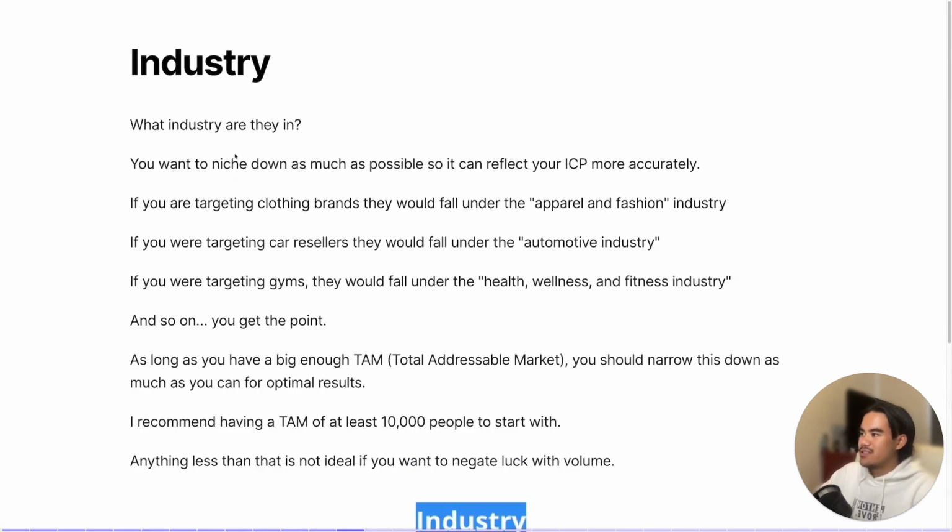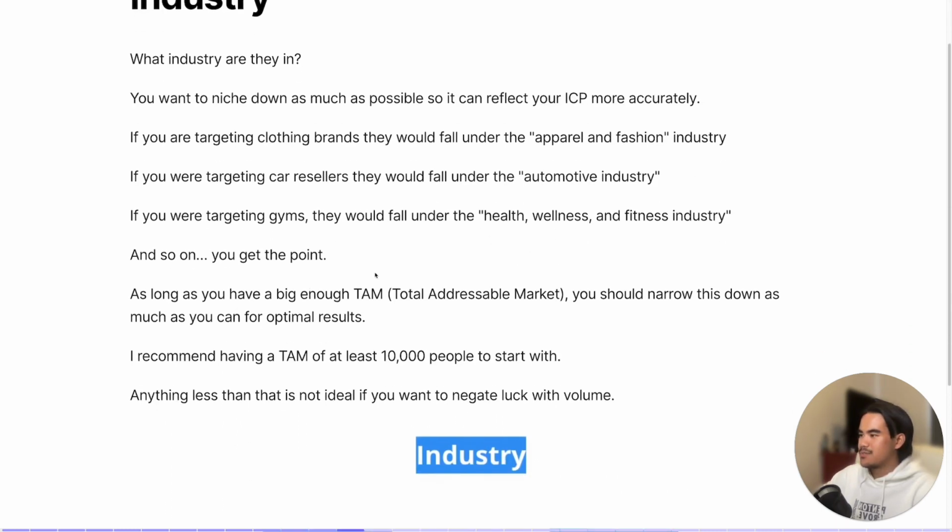So in terms of industry, you want to niche down as much as possible so it can reflect your ICP more accurately. If you're targeting clothing brands, that would fall under the apparel and fashion industry. If you were targeting car resellers, they would fall under the automotive industry. If you're targeting gyms, they'd be under the health, wellness, and fitness industry, and so on. You get the point, right?